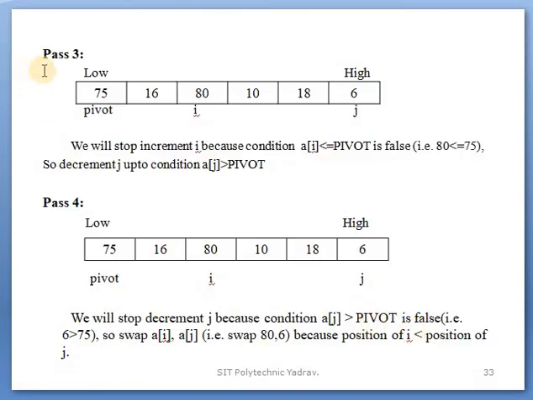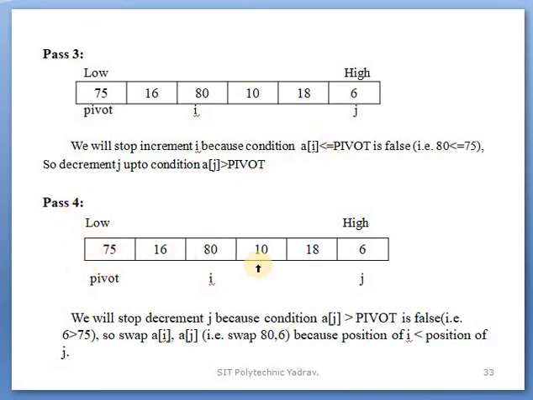After that, in pass 3, we stop incrementing i because the condition a of i less than or equal to pivot is false. What does this mean? i is incremented by 1, the ith position is incremented, 0, 1, first position as the i pointer, but there 80 is less than or equal to 75? No, the condition is false, so stop the increment. So decrement j up to the condition a of j greater than pivot, okay.